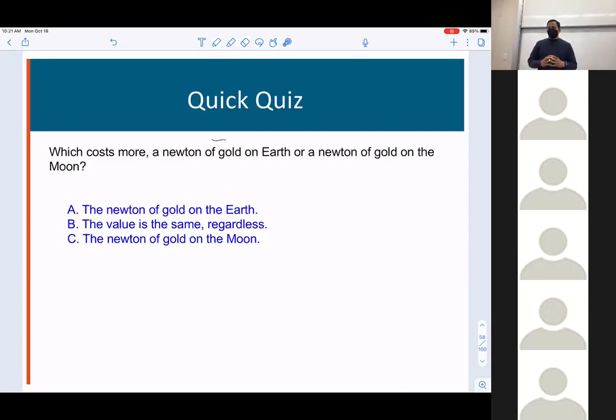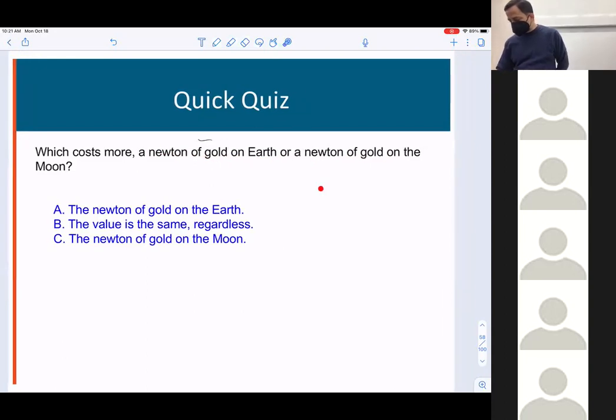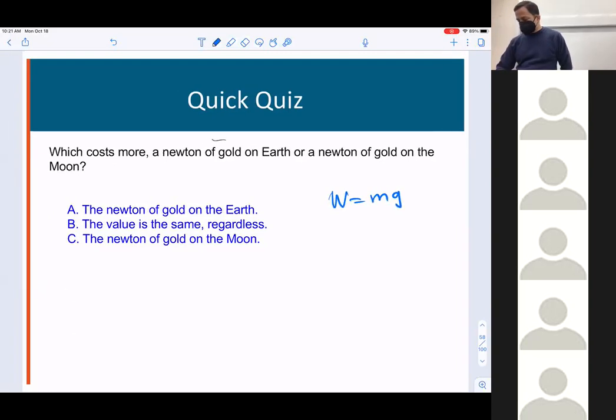So the question is, which costs more, a Newton of gold on Earth or a Newton of gold on the moon? If you're given two options, you can either buy 1 Newton of gold as measured on Earth or 1 Newton of gold as measured on the moon. Which one will cost you more? And again, the more stuff there is for the gold, the more it's going to cost you. So think about this equation here: the weight is equal to m times g. What you're being given right now is the weight.